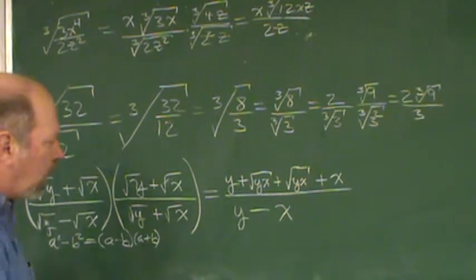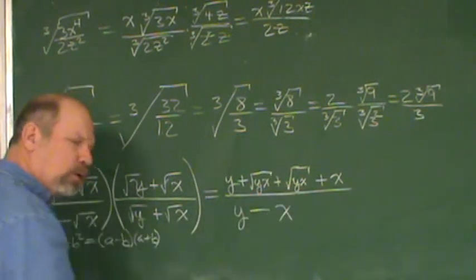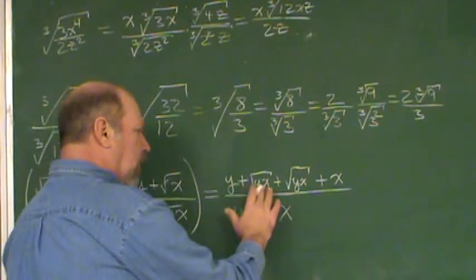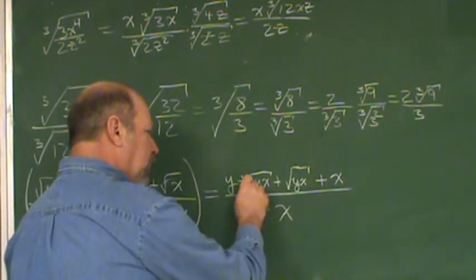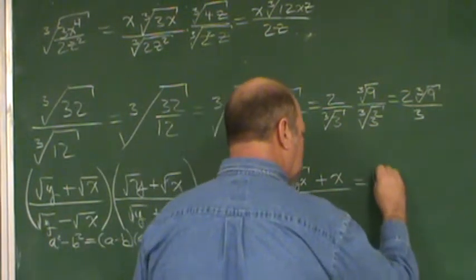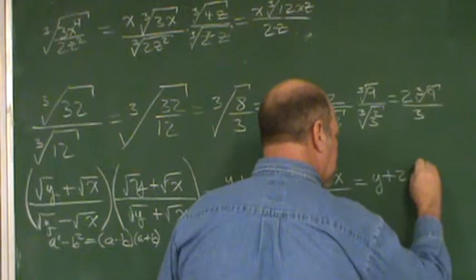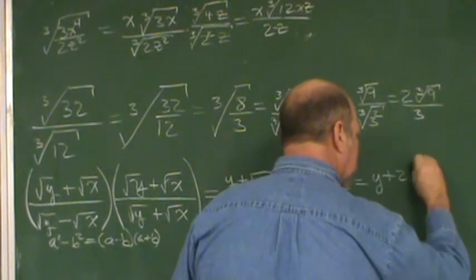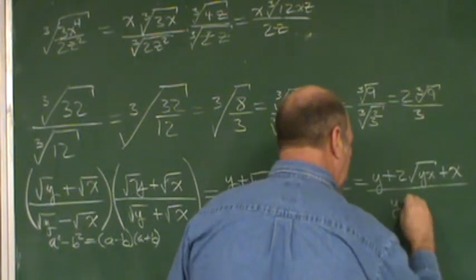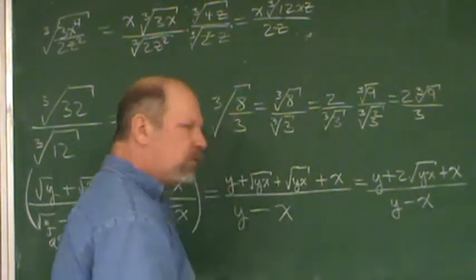Now, looking at the top, you can combine these two middle terms, not unusual at all with FOIL. The square root of yx plus the square root of yx, there's a 1 here, a 1 here, 1 plus 1 is 2. So our final answer here is going to be y plus 2 times the square root of yx plus x, and this is divided by y minus x.